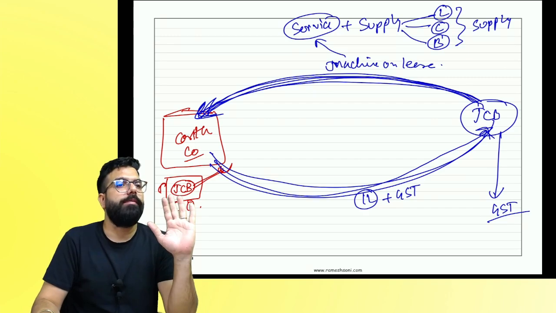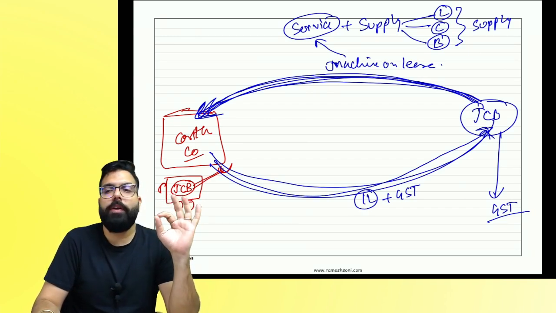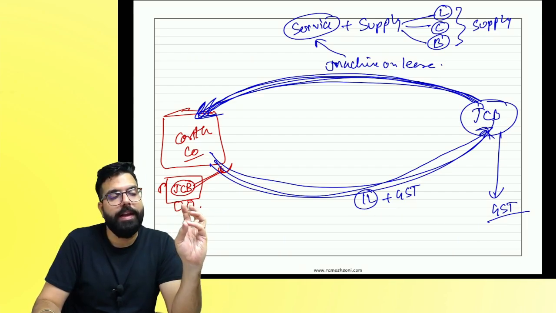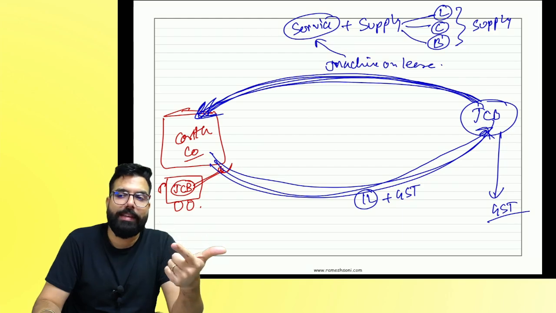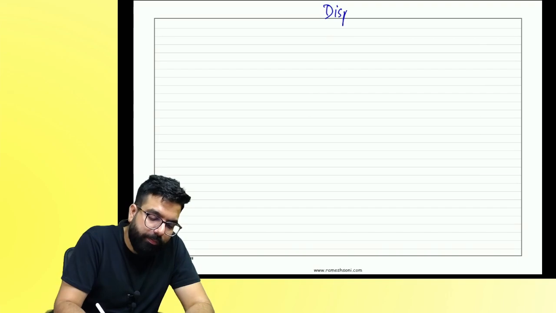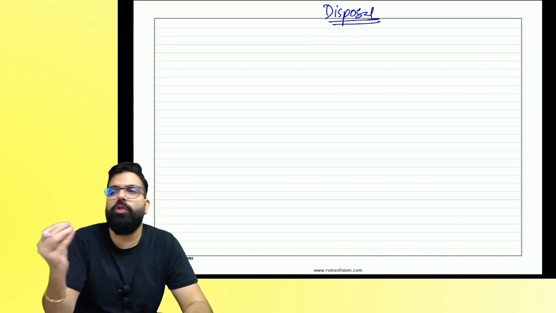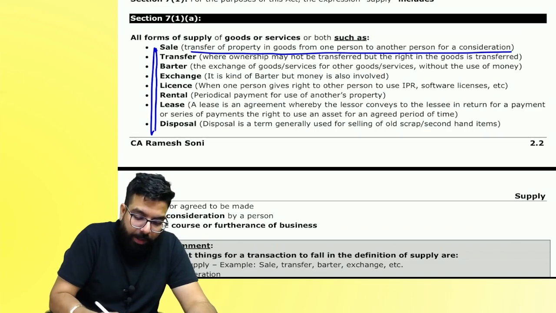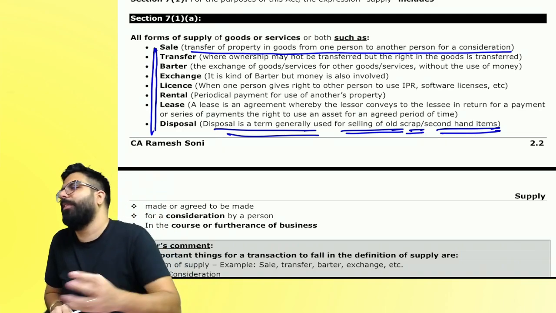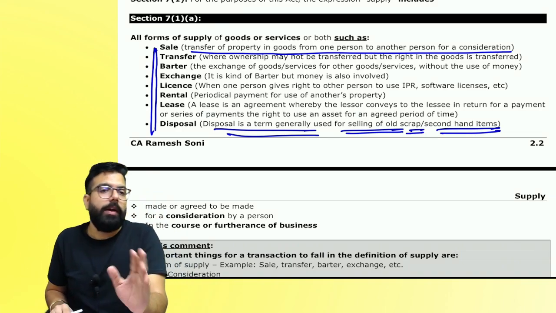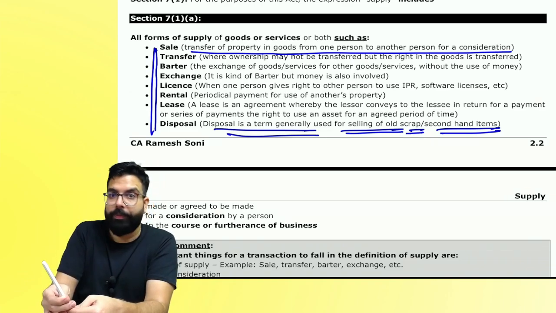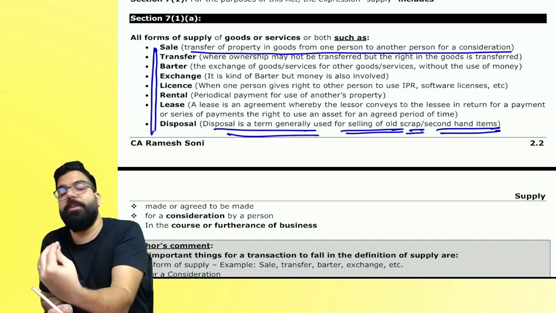You understood sale, everyone? You understood transfer and sale. As of now, it is same for you. Barter, exchange, lease, rental, license. Let's understand disposal. What do you mean by disposal, everyone? Disposal is generally used for those things which are useless. Disposal is a term for selling old scrap and second hand items, generally which you don't want, you dispose it. And if you want something, why will you dispose? For an example, will I dispose my Apple pencil? No, I want it. Whatever I don't want, whatever is second hand, whatever is useless for me, will dispose.